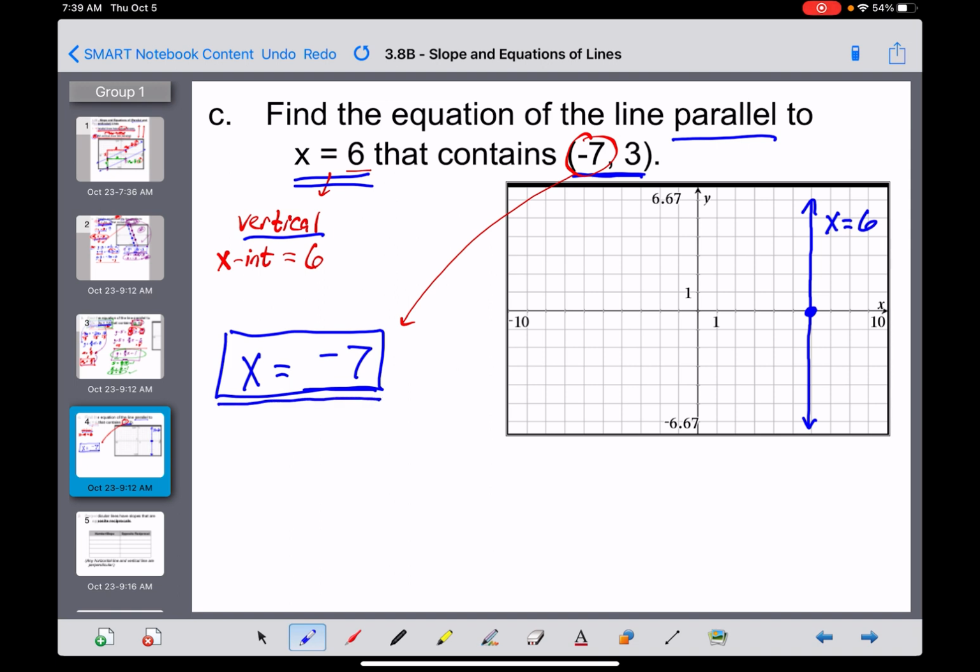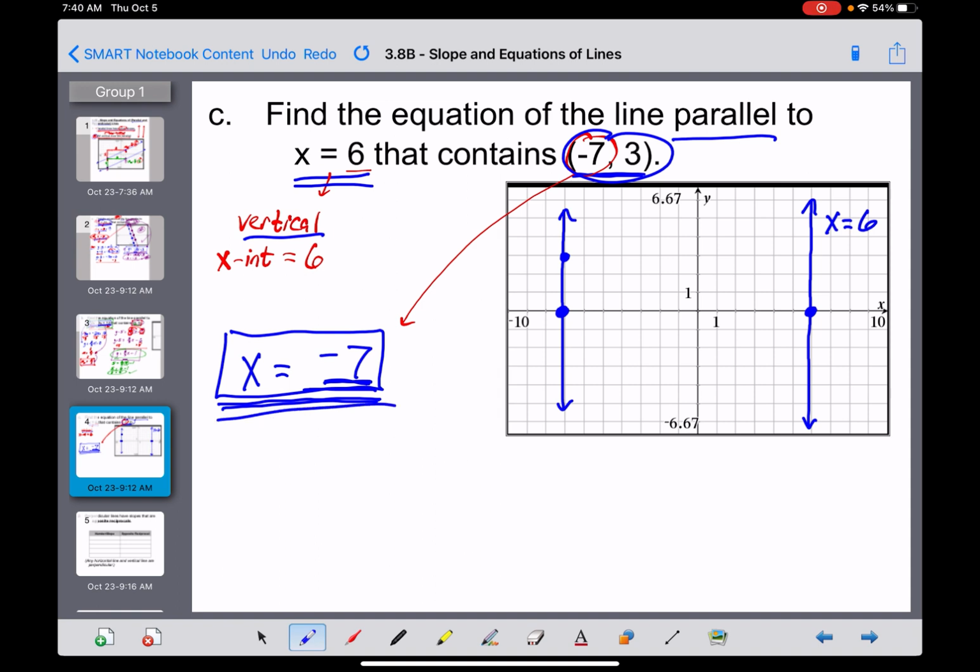Now, if you wanted to see this drawn out, if we plotted the point negative 7, 3, we'd be going 7 units to the left and then 3 units up, and we'd be drawing the one and only vertical line that passes through that point, which would look like this. And again, it's a vertical line, so its equation is x equals a constant, and the number you put here is its x-intercept, which is this point, which of course is 7 units to the left of the origin. So x equals negative 7.